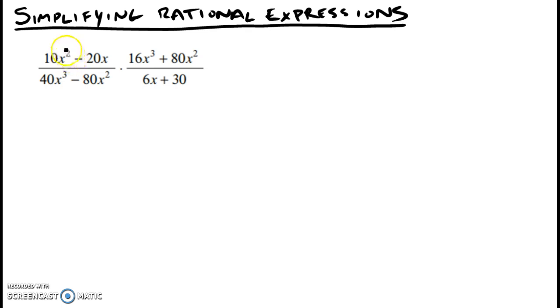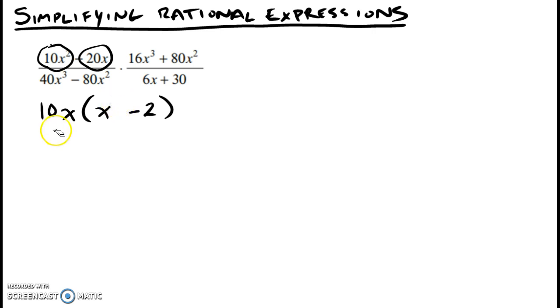I'm going to start out by taking out the greatest common factor out of 10x squared and 20x. So ask yourself, what's the biggest term in both of these terms, or what's the greatest common factor? 10x. So I'm going to divide 10x squared by 10x, and I wind up with x. And negative 20x divided by 10x is just negative 2. And if you were paying attention, I made a small error, so let me correct that.